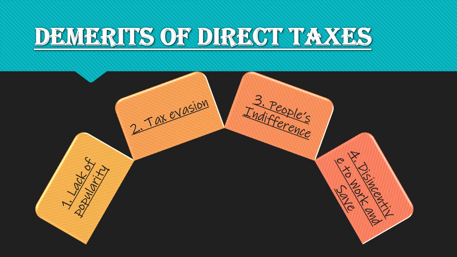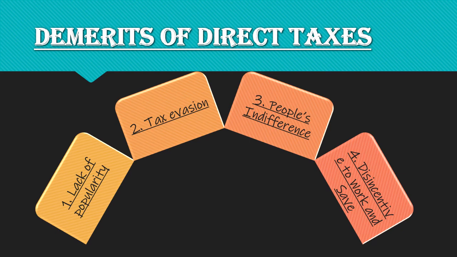So the next point is disincentive to work and save. The rate of direct tax is usually high, and many people think they will not get that much from doing hard work because a part of income will be paid to the government in the form of tax. So this discourages the people to do hard work because they assume that they will never get the incentive, because whatever they are earning they have to pay a part of it as tax to the government. So this thing makes them insecure about doing hard work. So that's all from the direct tax point of view.